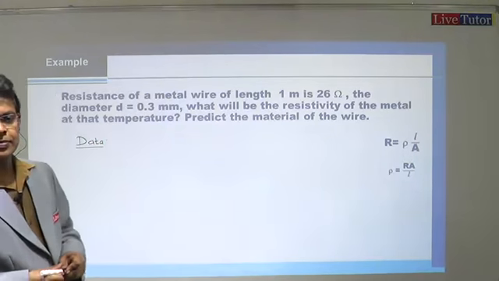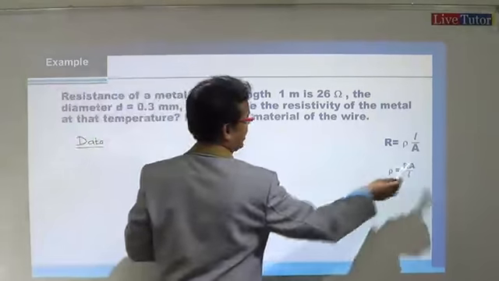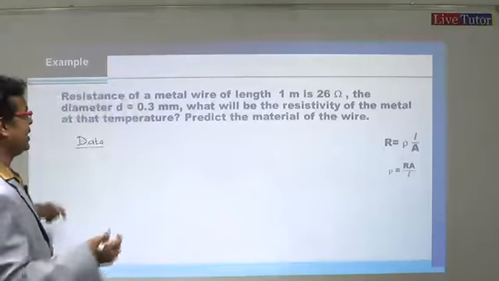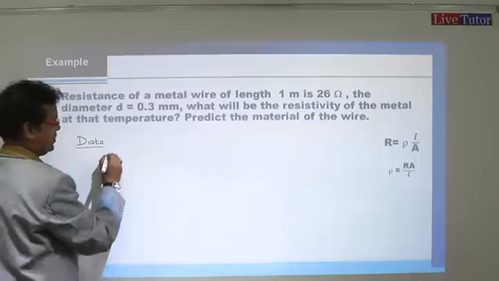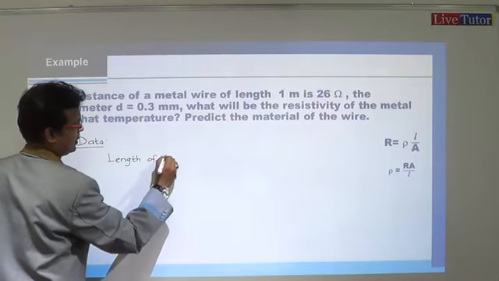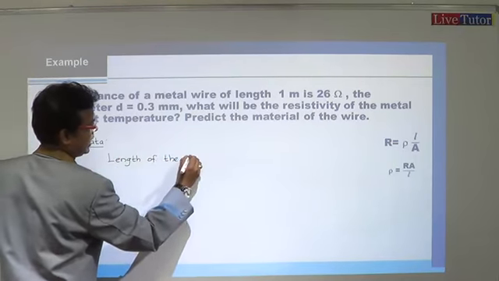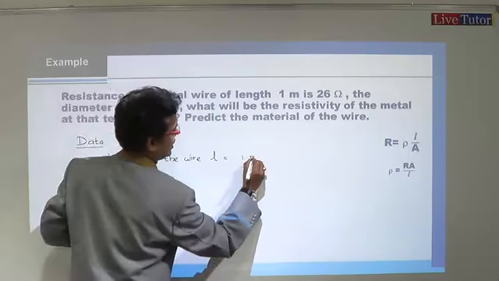Yes? Exactly. So, area is nothing but pi r square. So, we have to substitute that. Now, take the data. The length of the wire is given. Take this as length of the wire. Yeah. So, length of the wire L is equal to 1 meter.